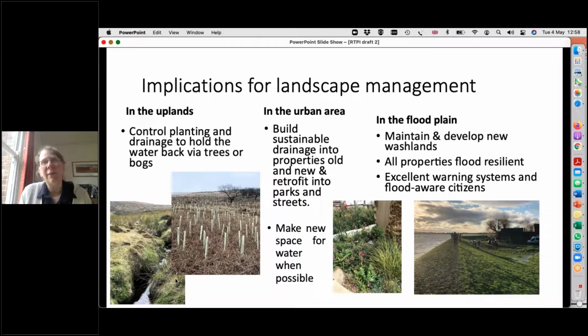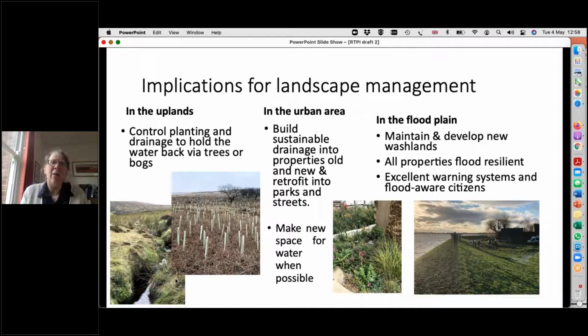And then in the floodplain, there's a real need to maintain and develop new washlands. Obviously, there are intense ongoing disputes about building new homes. I mean, can we stop building in the floodplain? We've been told that planners should not build in the floodplain since I studied planning in the 1990s, but we are continuing to build in the floodplain.